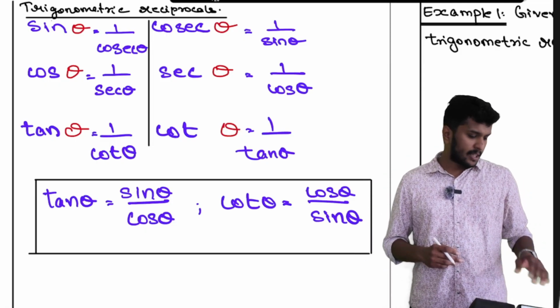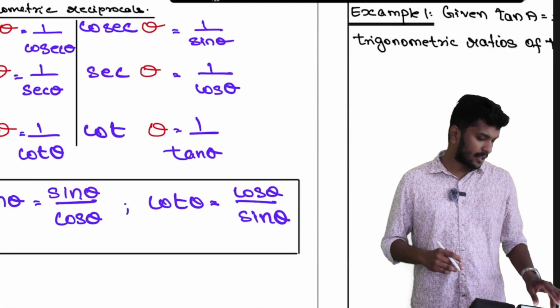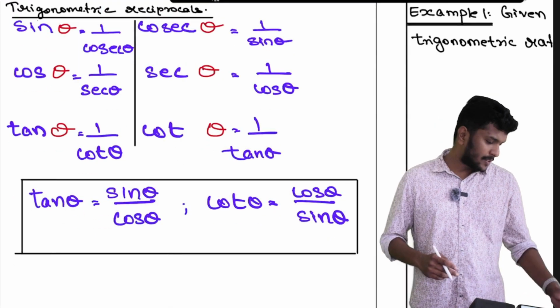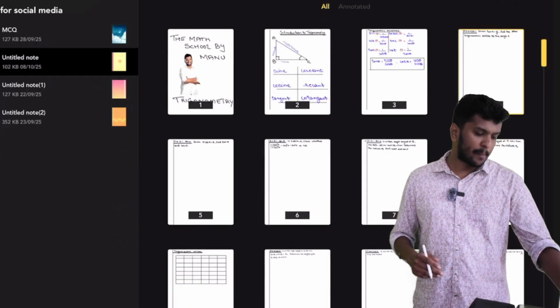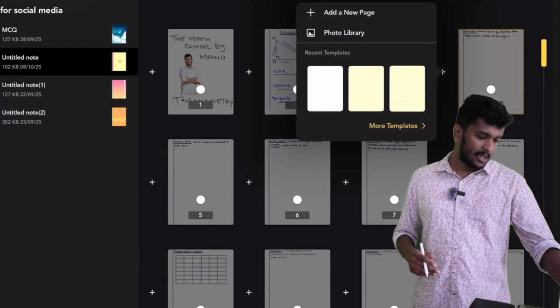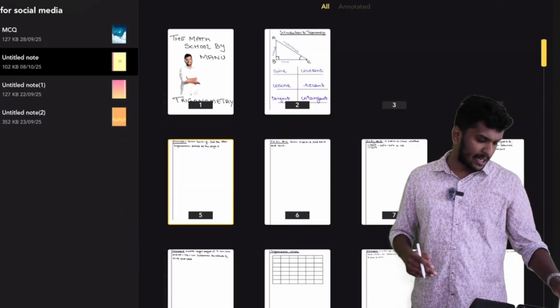Now, before moving on to the chapter, we'll learn one more formula. One more formula based on trigonometric ratios based on sides, and that is where we actually start the chapter.